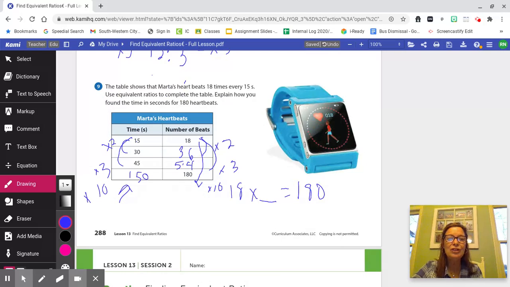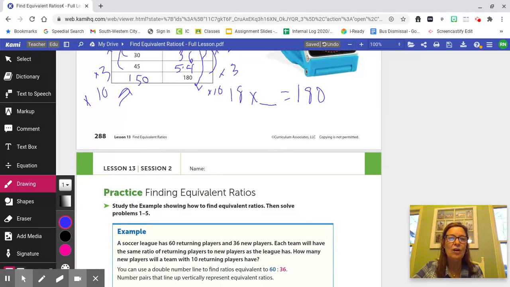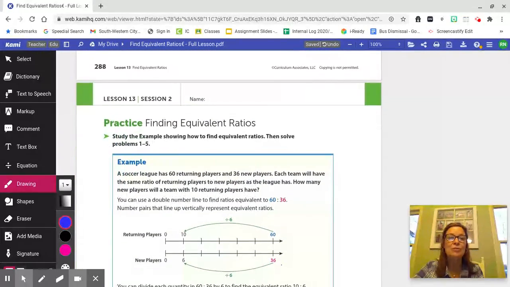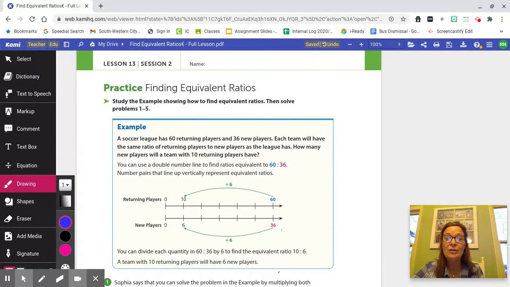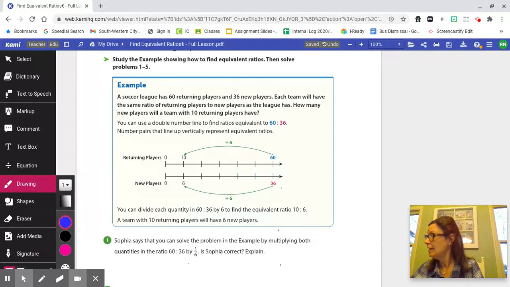And we're going to look at the next page. I'm going to go over this example, but then you are going to do these 2 pages for homework. This is page 289 and 290. So let's look at the example.